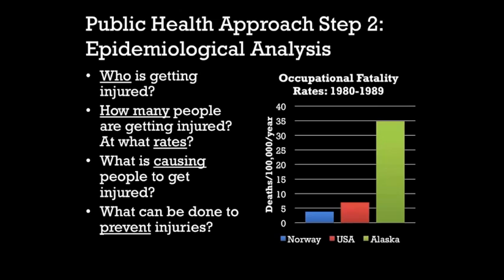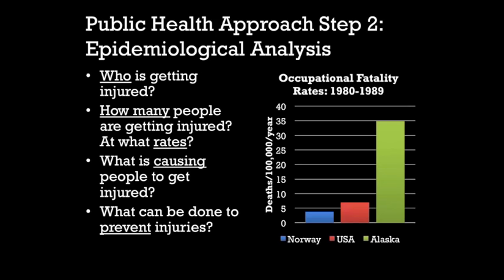Once NIOSH had their surveillance system in place, they could start with step 2 of the public health approach, namely epidemiological analysis. The types of questions that they could explore were who's getting injured, how many people are getting injured, and how frequently, what's causing people to get injured, and identifying causes of injury, of course, then might lead to potential prevention strategies.